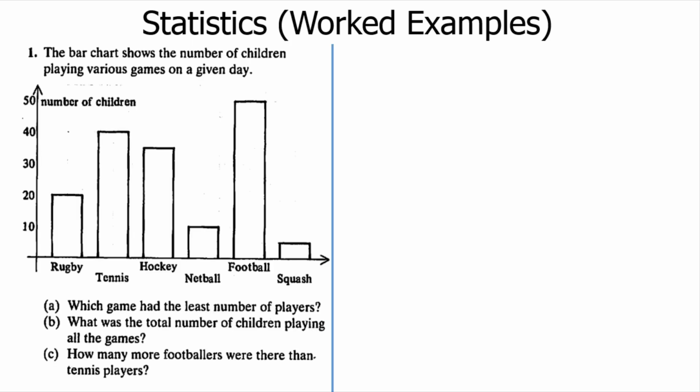In this example, we are told that the bar chart shows the number of children playing various games on a different day. We have rugby, tennis, hockey, netball, football, and then squash. So this is a plot of the number of children against the various sports.